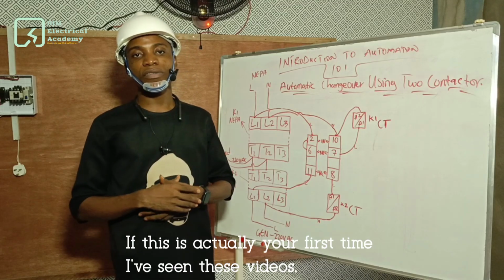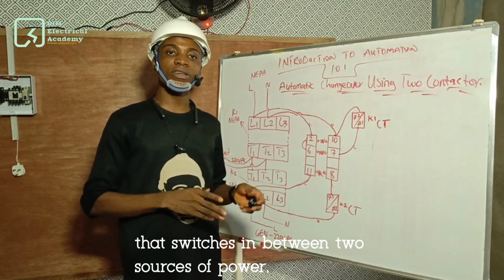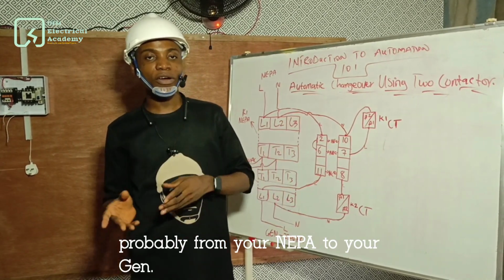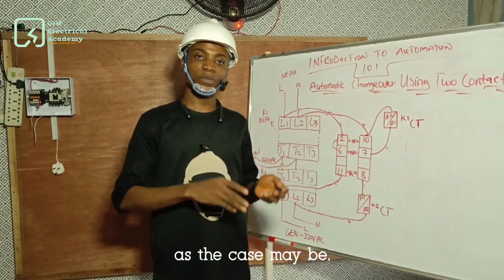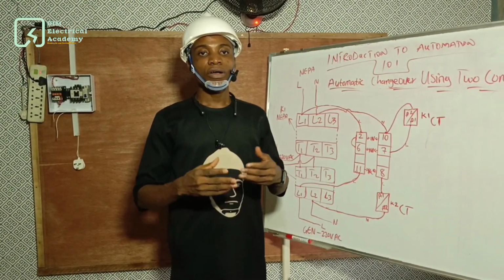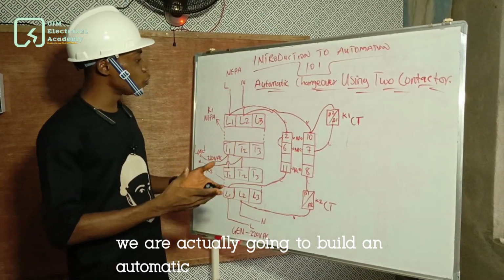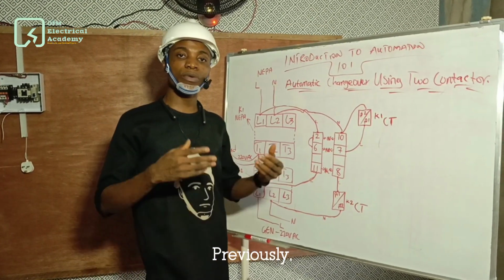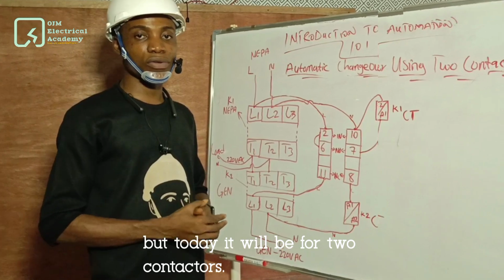If this is actually your first time of seeing these videos, we define automatic changeover to be a device that switches in between two sources of power, probably from your NEPA to your gen or your PSCN to your gen or to your solar, or as the case may be. But it's actually a device that switches in between two sources of power. Today's automation, we are actually going to build an automatic changeover using two contactors. Previously, we built an automatic changeover using a contactor, but today will be for two contactors.